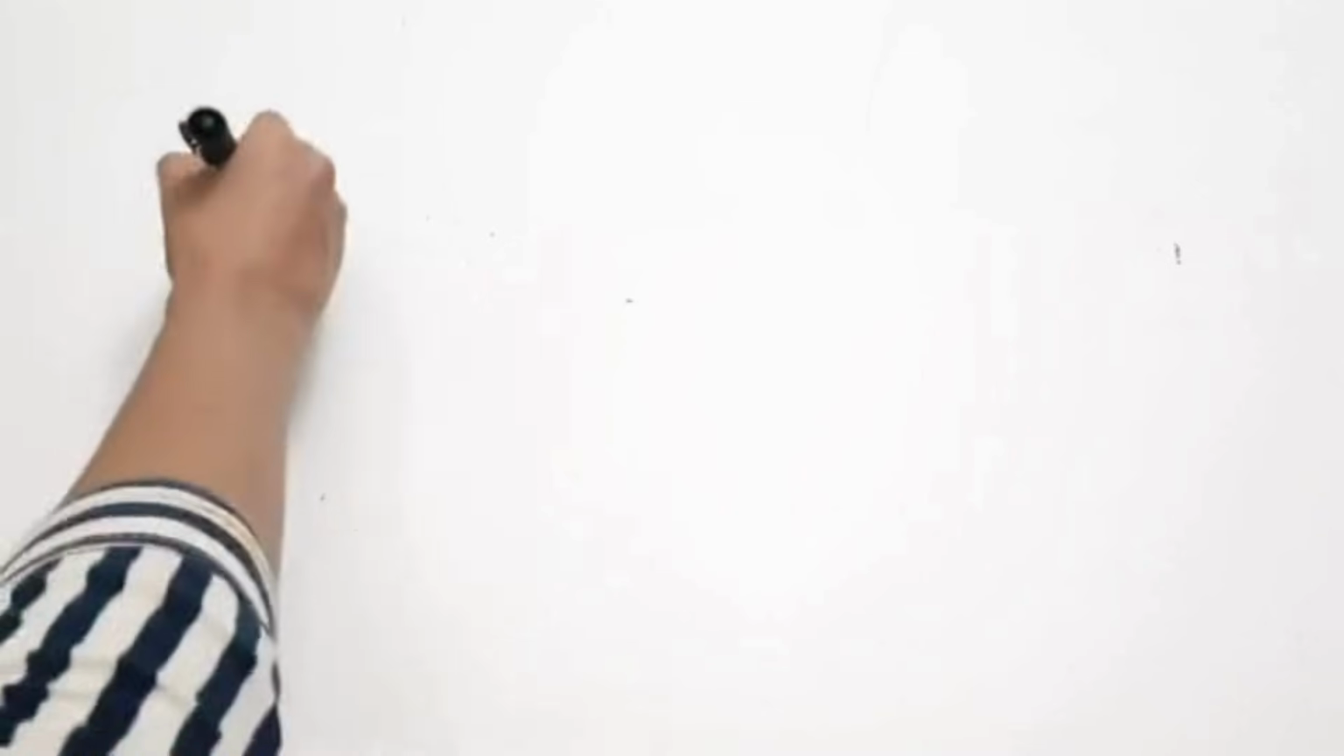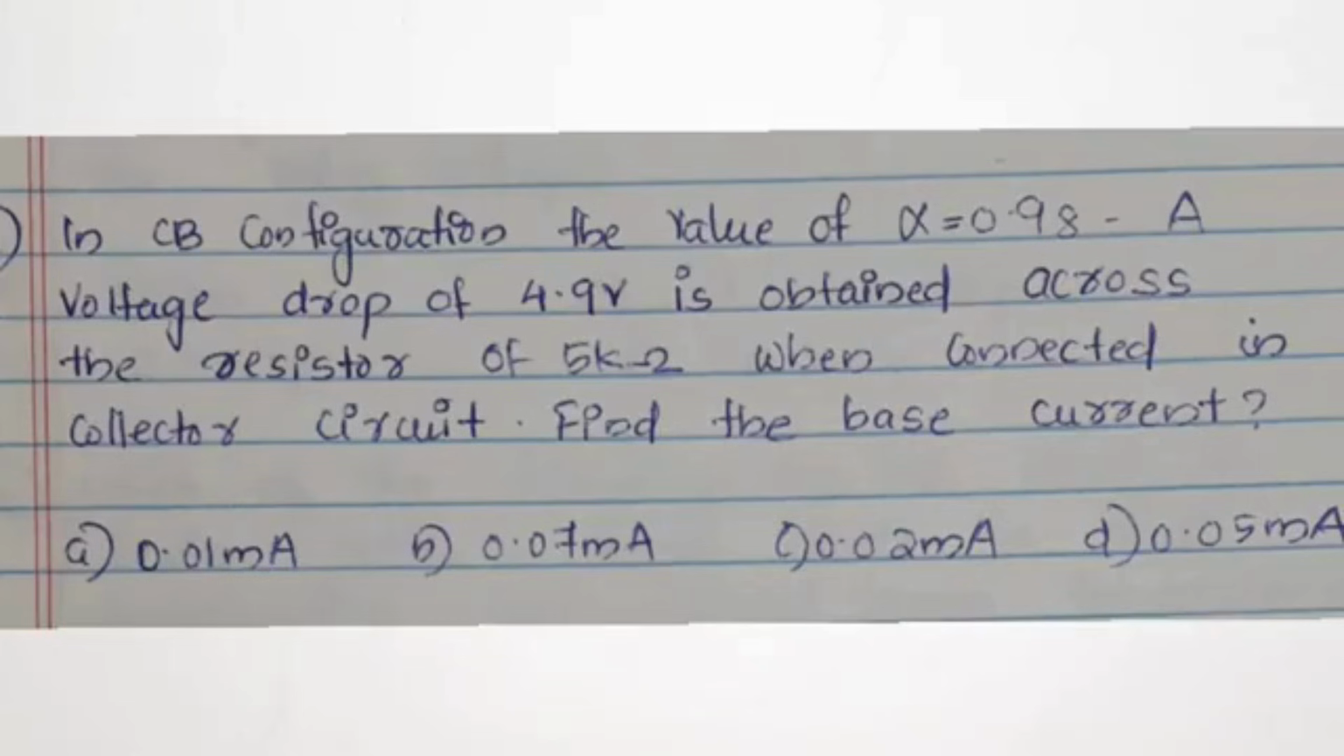Moving on to the third question. Third question is also again from BJT itself. In CB configuration, that is a common base configuration, the value of alpha equal to 0.98, a voltage drop of 4.9 volt is obtained across a resistor of 5K when connected in collector circuit. Find the base current. So we need to find IB. Here again we can use all these relations between IC and IB, and in this question we don't need leakage current. So we don't need that equation. We need the simple equations.